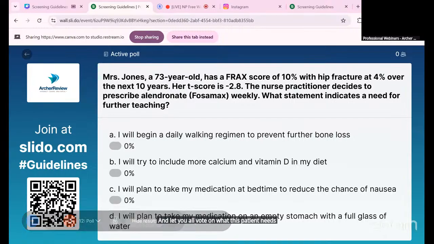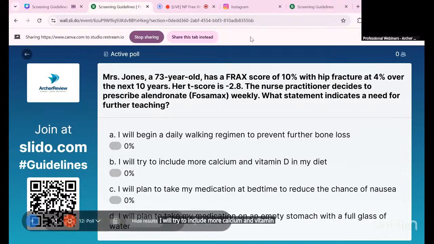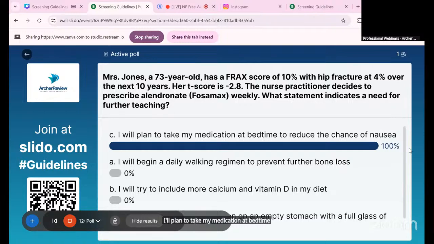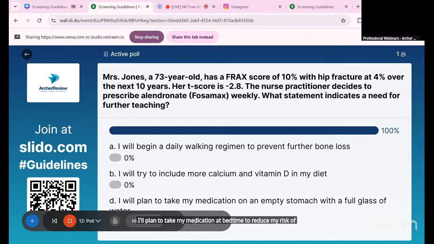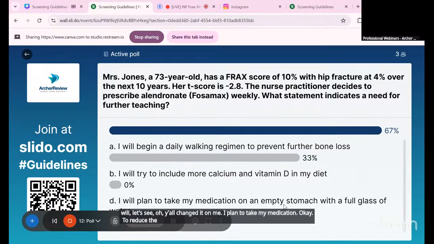I will begin a daily walking regimen to prevent further bone loss. I will try to include more calcium and vitamin D in my diet. I'll plan to take my medication at bedtime to reduce my risk of nausea. Or, let's see, y'all changed it on me. I plan to take my medication on an empty stomach with a full glass of water.